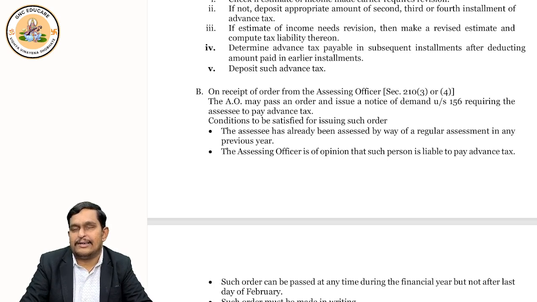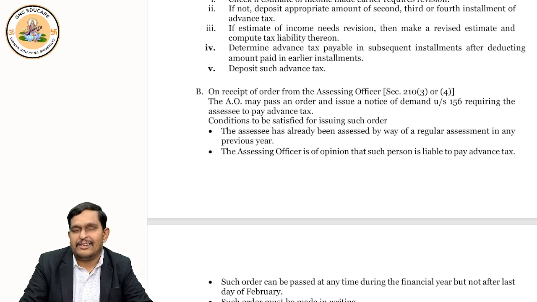So under section 210 subsection 3, the assessing officer decided that he has to send a notice and ask the assessee to pay the tax. The assessing officer should see whether a regular assessment was done before. Obviously, the assessing officer cannot send a first-time income earner a notice to pay advance tax, correct? So some regular assessment should have been done before. First point. Based on that regular assessment, the assessing officer will see whether advance tax liability comes or not.